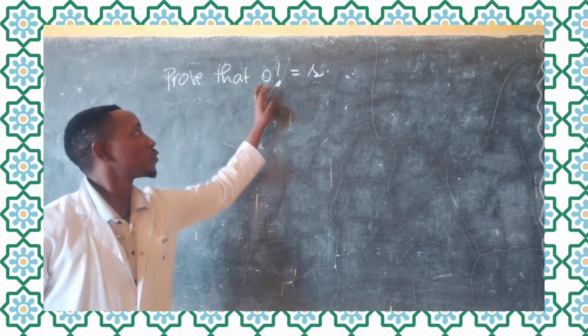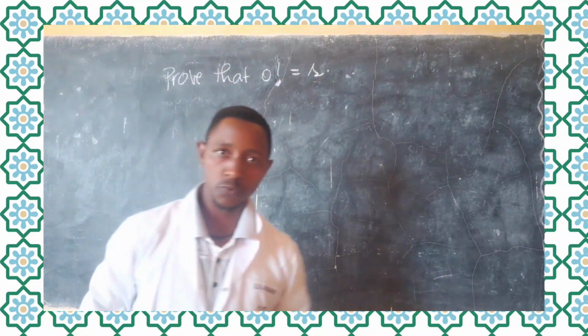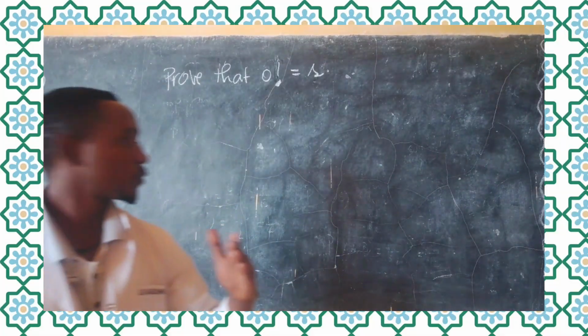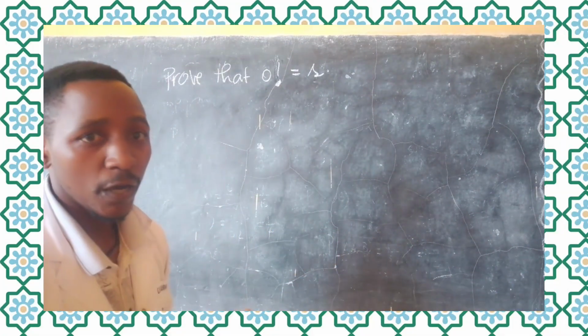Prove that 0 factorial is equal to 1. So, how to prove this? To prove this, the first method is to find the factorial of a natural number.